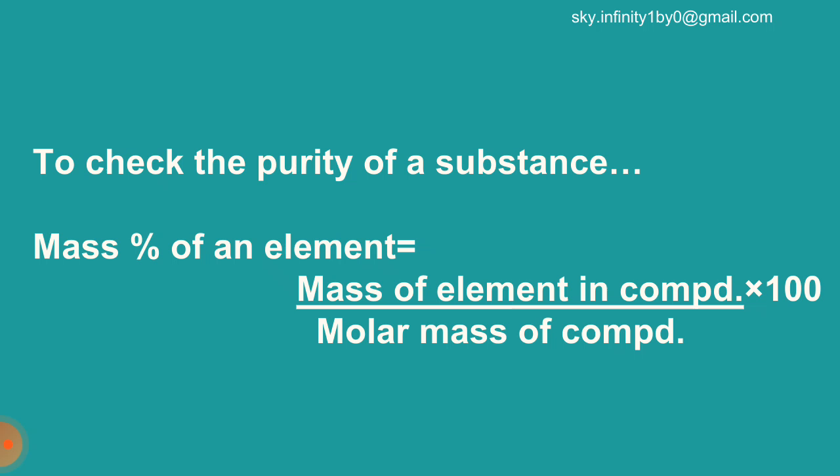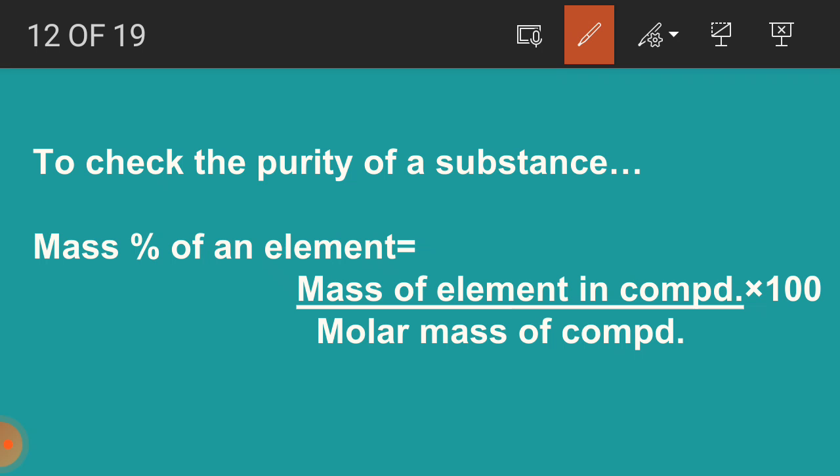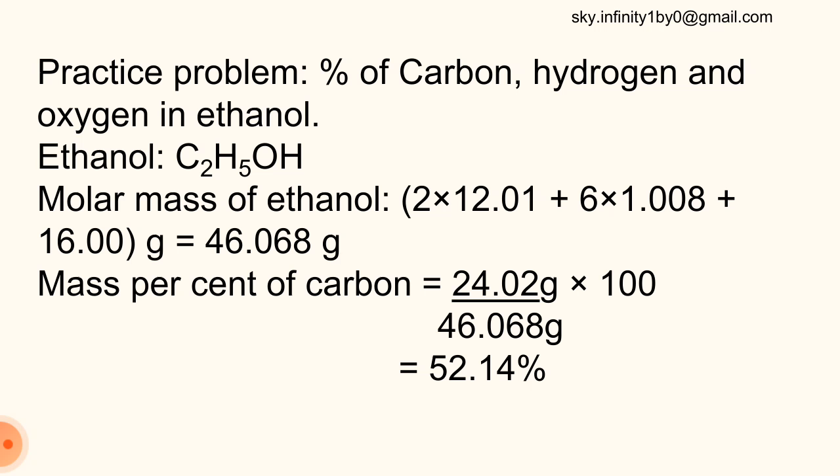Now let's go on to checking the purity of a substance. This method or formula is applicable for elements, that is at the elemental level in a compound. For example, while calculating the mass percent of an element, the formula is: mass percent of an element is equal to mass of the element in a compound divided by molar mass of the compound, multiplied by 100. We shall look into an example to find out the mass percent of a particular element or to check the purity of a substance. You need to keep this formula in mind.